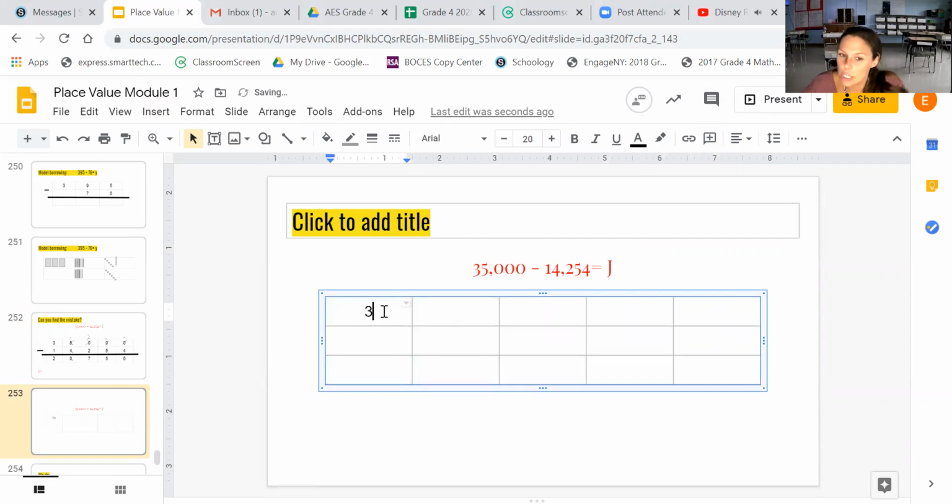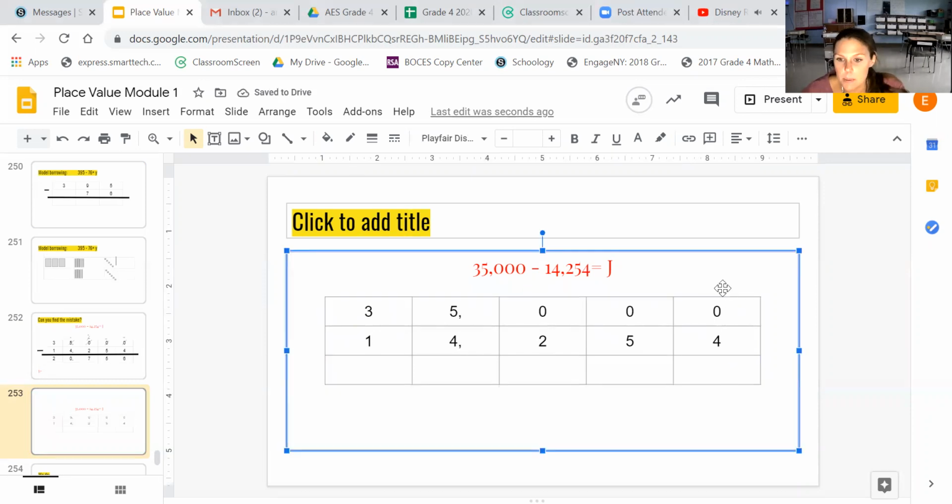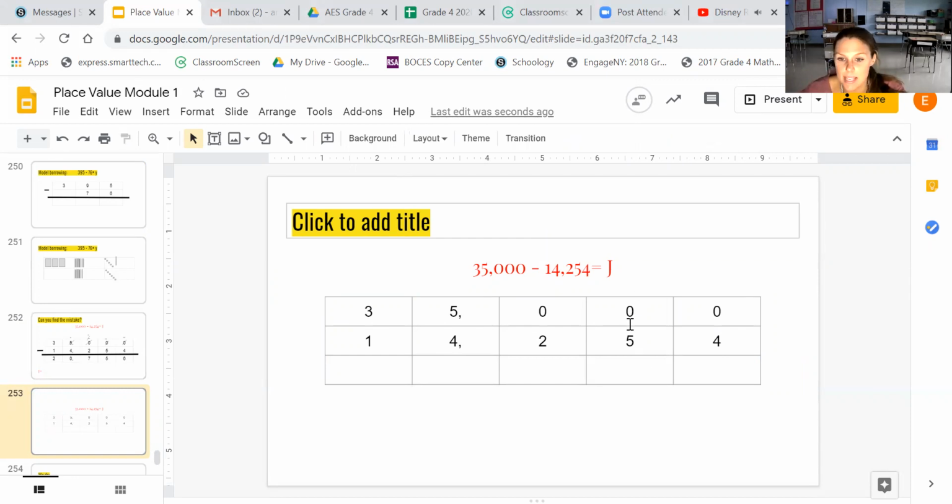We have 35,000 minus 14,254. So when I start in my ones place, I have 0. Thinking back to our picture, if I have 0, can I take 4 away? No. So I would go over here to my tens place. But I can't borrow from a bank that has no money. So I have to go to the next bank or the next place value.